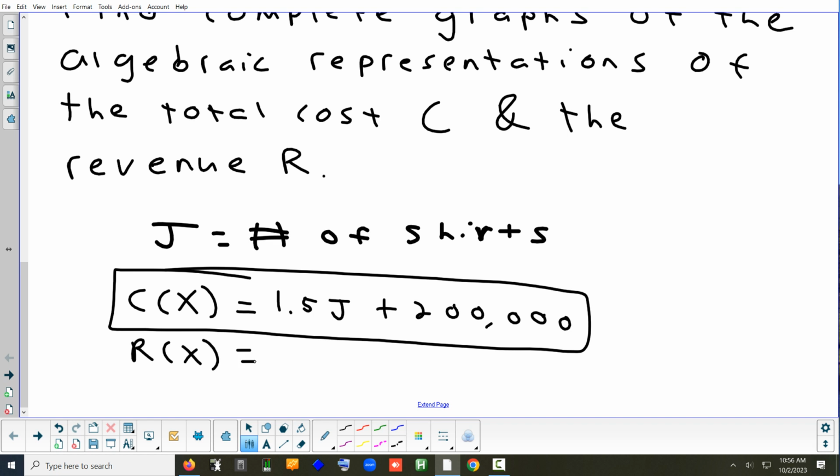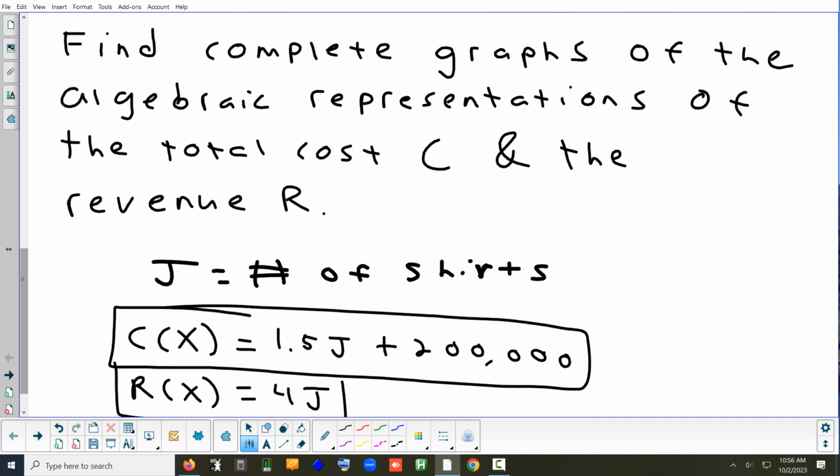Okay. And then revenue. Now what's the revenue going to be? That's just the money that they take in. It would be like the total sales for the month. That's revenue. Yeah, 4J? Yep, just 4J. Again, revenue doesn't mean profit. It just means how much did they sell. Could be profit if they sell enough. We don't know. That's what we're going to figure out.